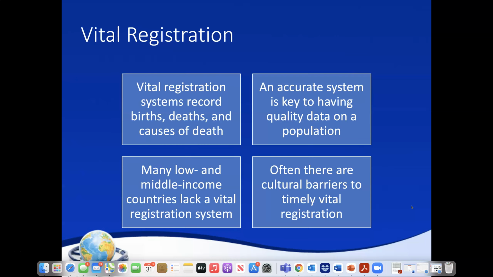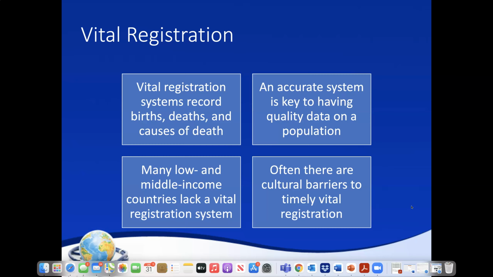Lastly, I want to talk about the importance of vital registration. So vital registration systems record births, deaths, and causes of death. And you can understand that many low and middle income countries lack a vital registration system. And so a lot of the work with global health is trying to assist those low income countries to be able to record these birth rates, death rates, and causes of death. And so it's really important to have an accurate system to ensure you have quality data on a population.